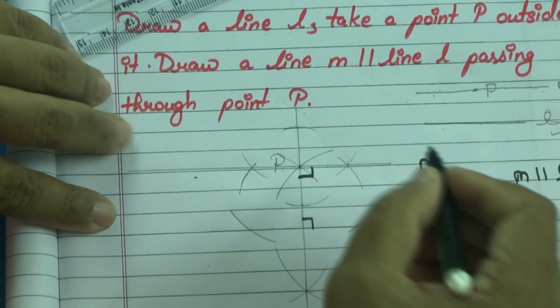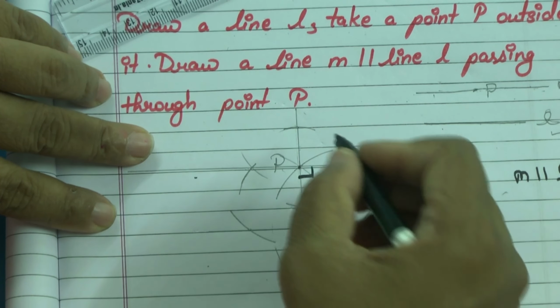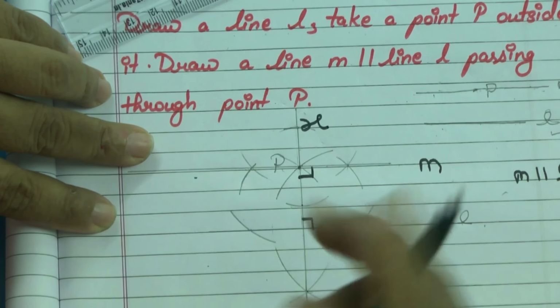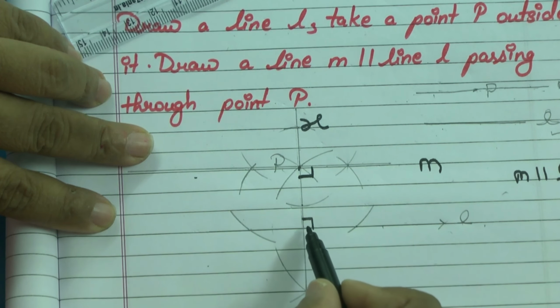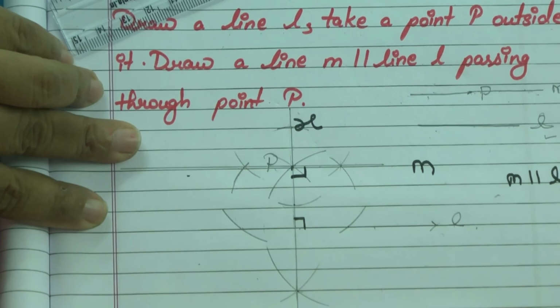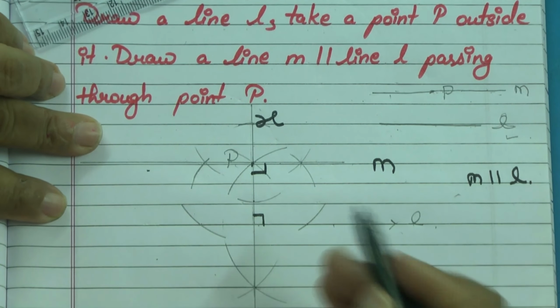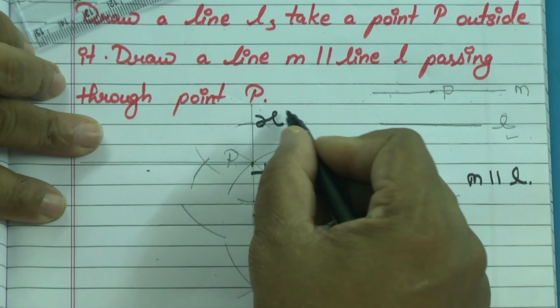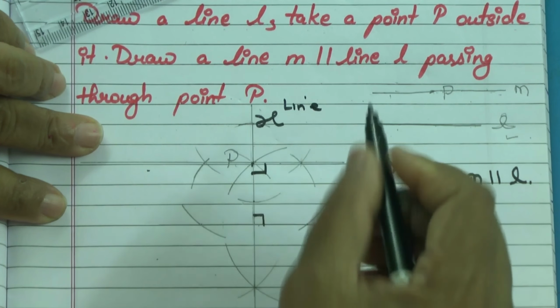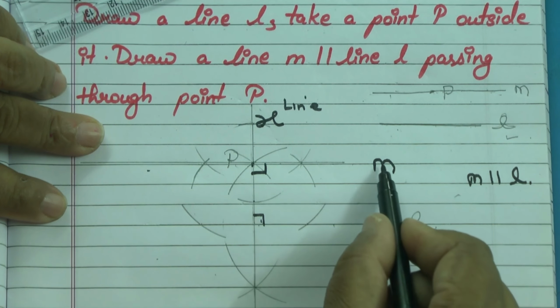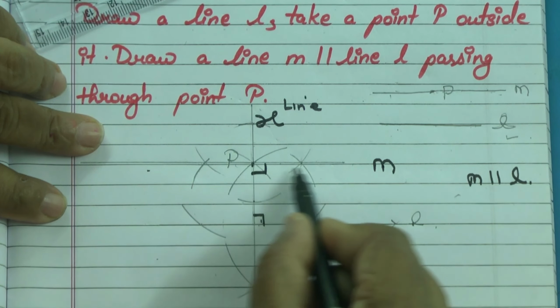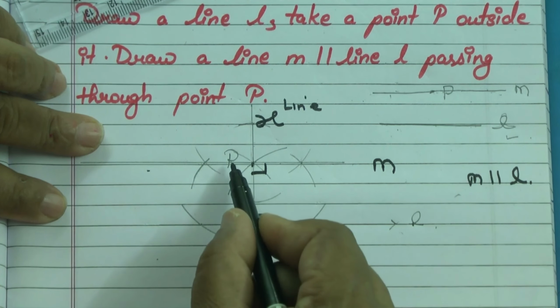Let me label it as line P. Point P is there, line X. Let me label it as line X. Line X is perpendicular passing from the point P to line L. This is line X, which is perpendicular to line L but passing from point P, and line M is perpendicular to line X and also passing from point P.